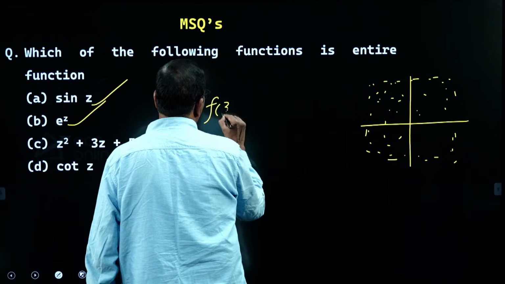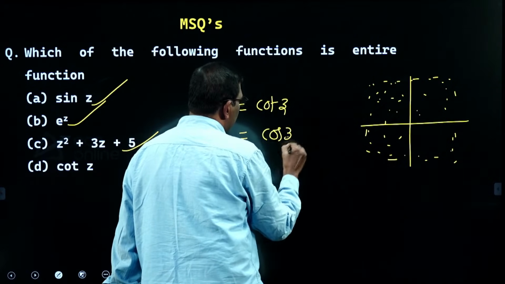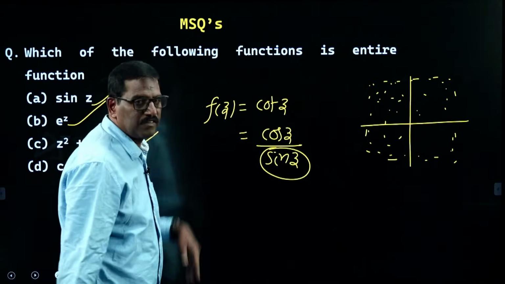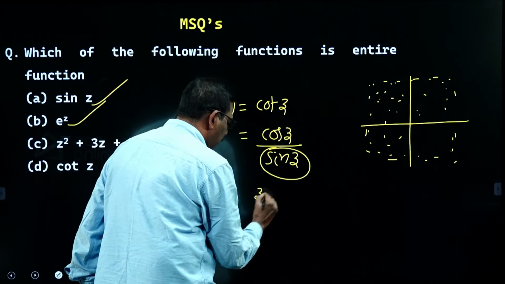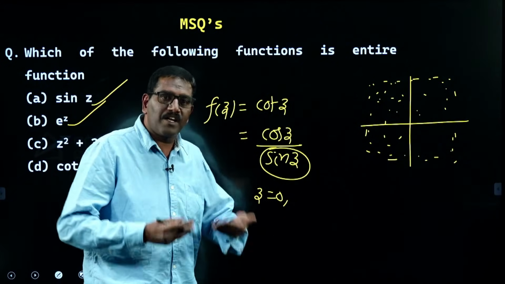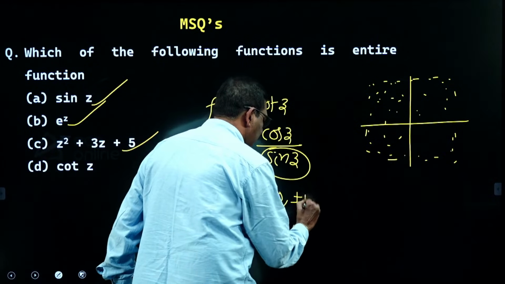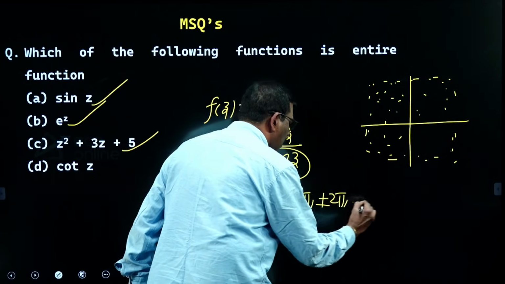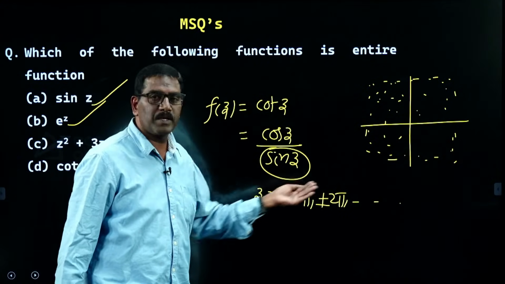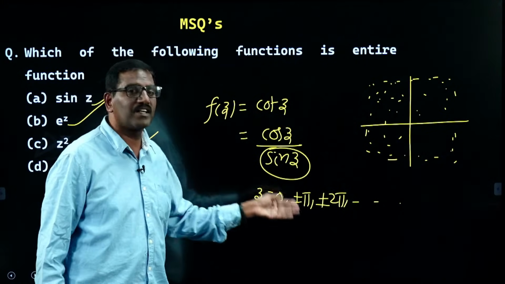Suppose f of z is equal to cot z. Cot z is nothing but cos z by sin z, yes? Now see the denominator: at z equal to 0, sin z is 0, denominator 0, the function fails. Function fails means derivative fails, and derivative fails means analyticity fails, at z equal to 0, plus or minus pi, plus or minus 2 pi. All these are failure points, that is, singular points.